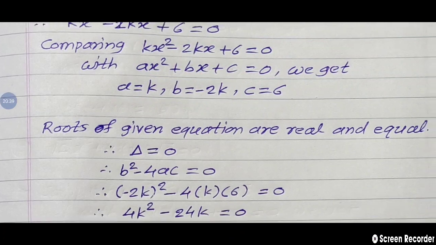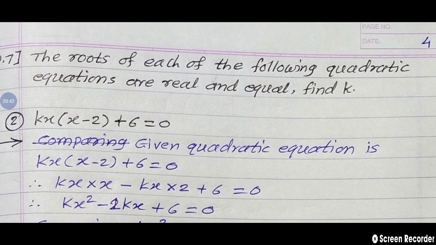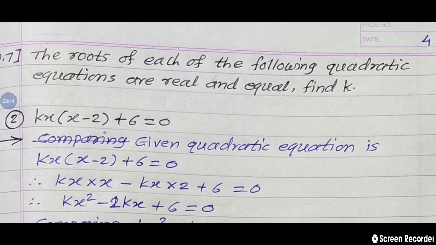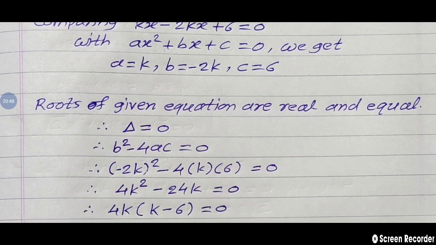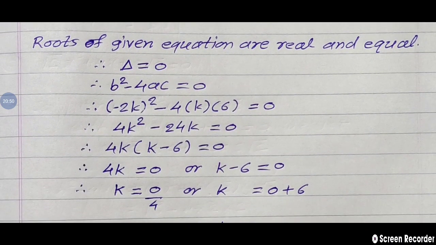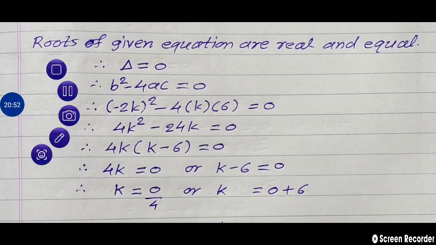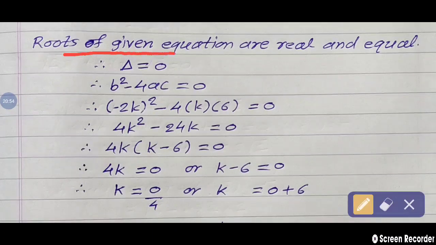Important condition given in the question. What is the important condition? The roots of the given quadratic equation are real and equal. So from this condition, we write that roots of a given quadratic equation are real and equal means delta equal to 0. Delta means b square minus 4ac equal to 0.